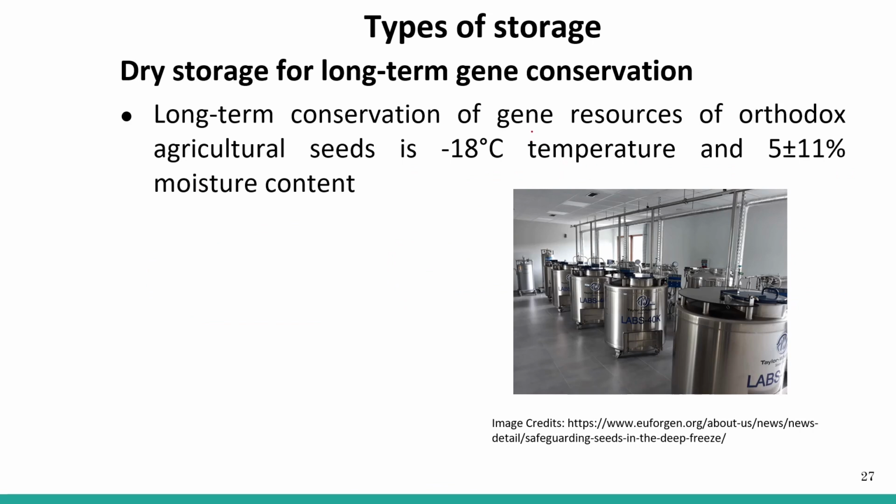Long-term conservation of gene resources of the orthodox agricultural seed is done at minus 18 degrees centigrade temperature and 5 to 11% moisture content.